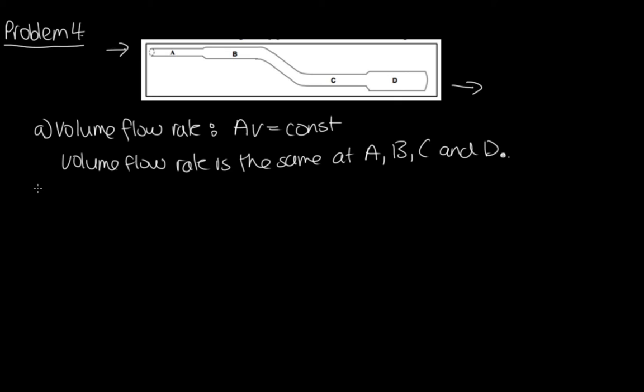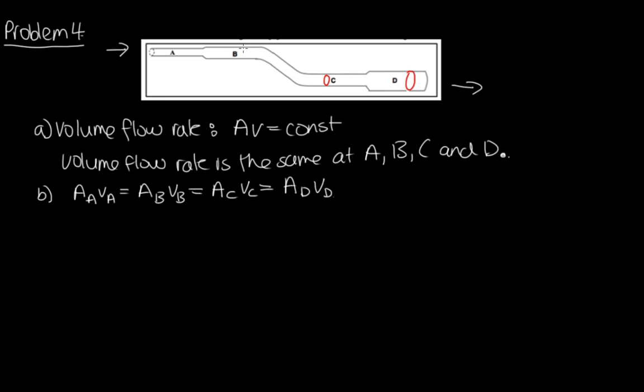Okay, part B says rank the velocity of the fluid at the 4 points A, B, C, and D, and we need to give an explanation. So to rank the velocity, we will use this volume flow rate equation. We know that the area at A times the velocity at A is equal to the area at B times the velocity at B, which is equal to the area at C times the velocity at C, which is equal to the area at D times the velocity at D. And we can see that D has the biggest cross-sectional area. So cross-sectional areas are just the surface area of the pipe if we were looking from the end.